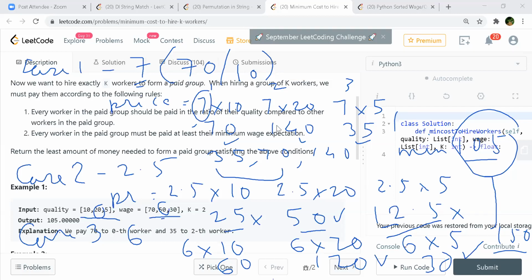So n log n comes for this sorting, merge sort. Yeah, and then we go for all of the cases. So n into n log n, so it becomes n square log n. So we should be able to use some data structure and then optimize it.